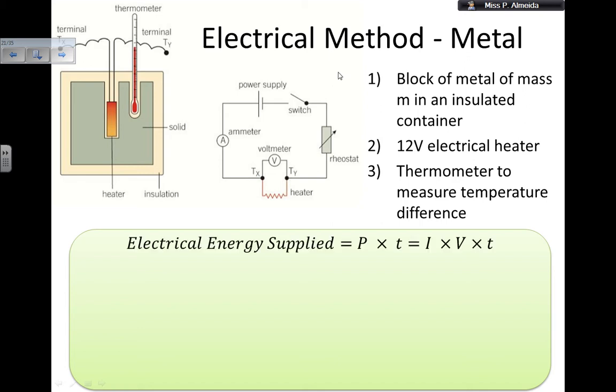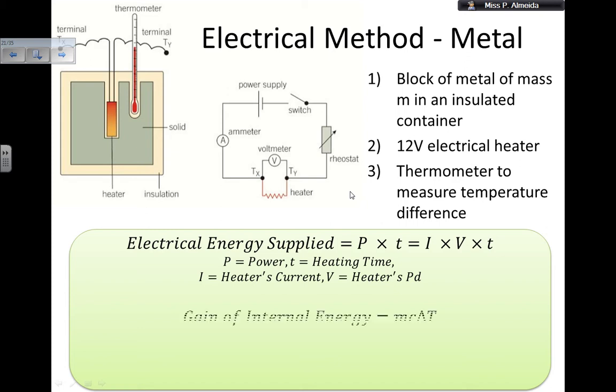So the energy supplied is going to be the power times the time that I apply this energy. So it's going to be I, the current, times V, the voltage, times T, the time. Okay, because this is how I get my circuit. That's the power. I have an ammeter, voltmeter. I can figure out what the power is, and I multiply by the time. And here it is, power and heating time. I is the heater's current, V is the heater's potential difference or voltage.